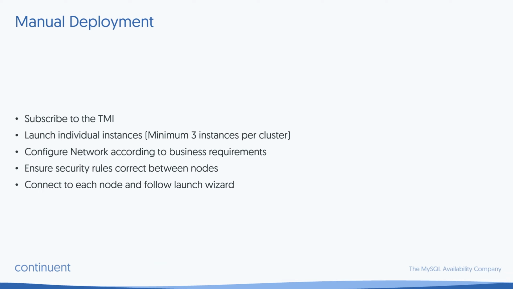As I say, you need at least 3 instances per cluster. So if you're just doing a standalone cluster, launch the 3 instances, and then you can go through and configure it. You need to make sure the networking is all set up so that all of those nodes can communicate to each other. Security rules between the nodes, make sure they're all set up. And then once you've got all that ready, you connect to each node individually via a terminal session and follow the launch wizard that will be presented. It will ask you various questions. Once it's done, it will install and launch that cluster for you. And I'm going to show you that in a demonstration shortly.